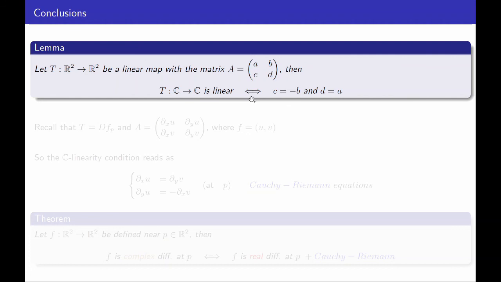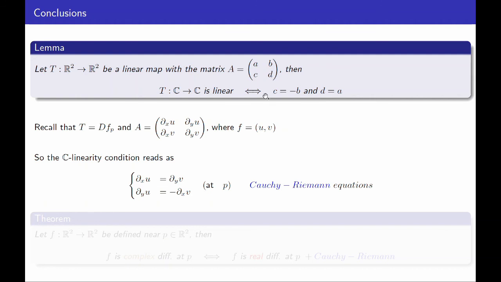But if we go back and recall what we started with, T was the derivative matrix, and A was the matrix of partial derivatives, all of which evaluated at p. And here, the coordinates of f are u and v. So then the C-linearity condition, so this condition over here, written for this matrix A, is just the following system. Partial x of u is equal to partial y of v, and partial y of u is equal to negative partial x of v at the point p. But we recognize these as the famous Cauchy-Riemann equations.